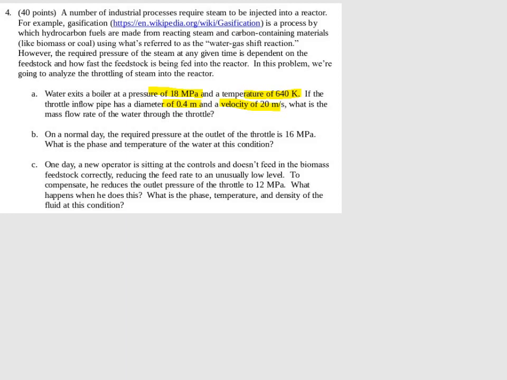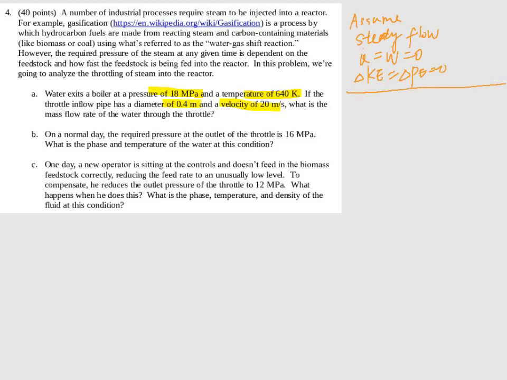So first of all, old tradition, we're going to put our assumptions first. We're going to assume first it's steady flow. And also, since it's a throttle, Q dot is equal to W dot is equal to 0. So there's no heat, there's no work. And also, the change in kinetic energy and the change in potential energy are negligible. So these are zeros too. Okay, now with that, let's continue with the first one.